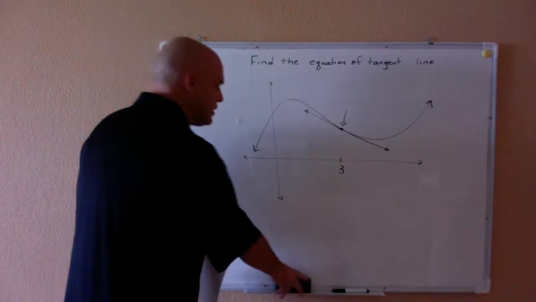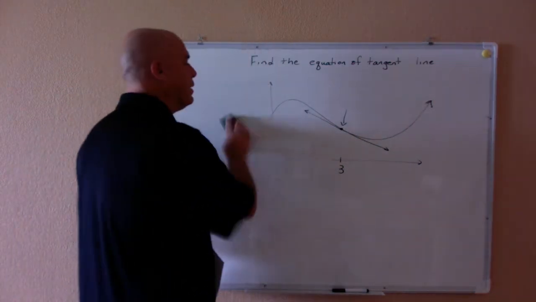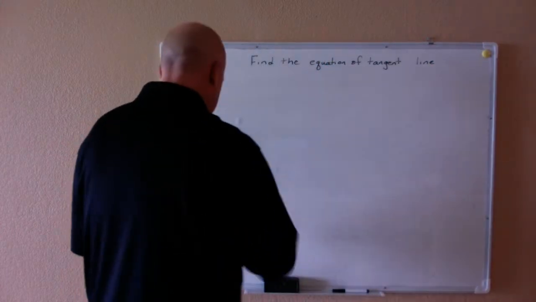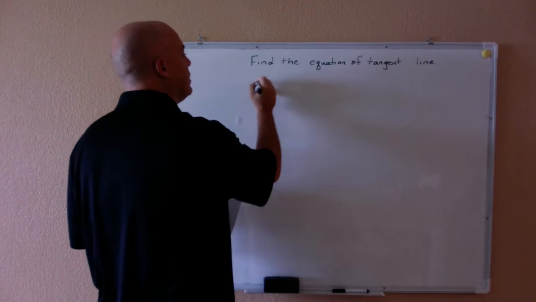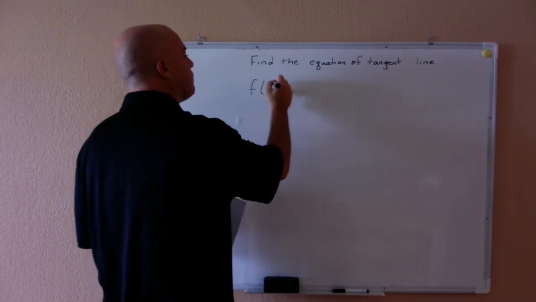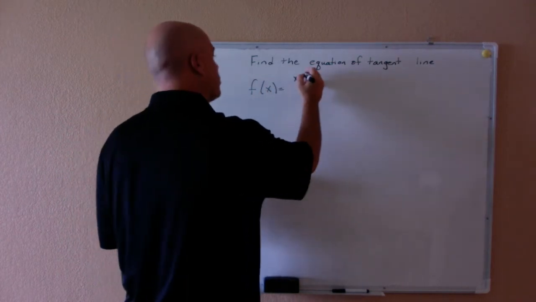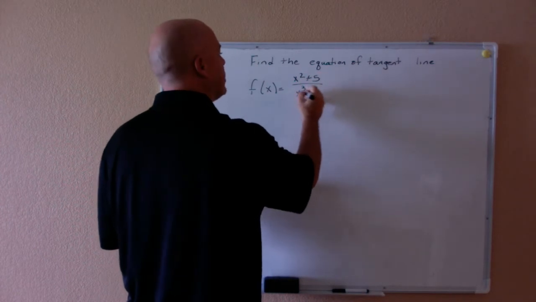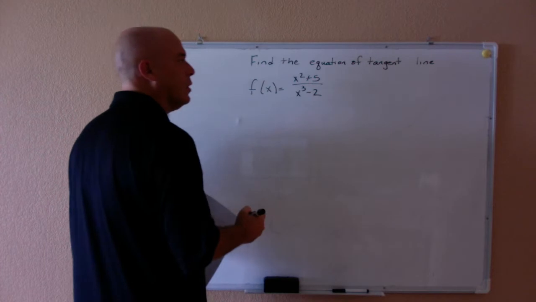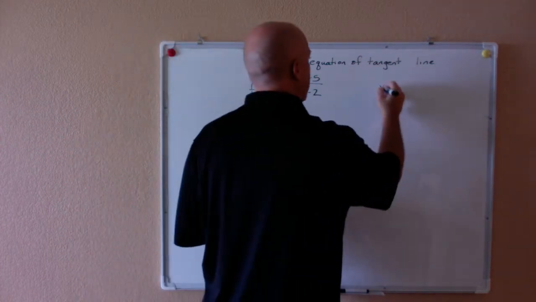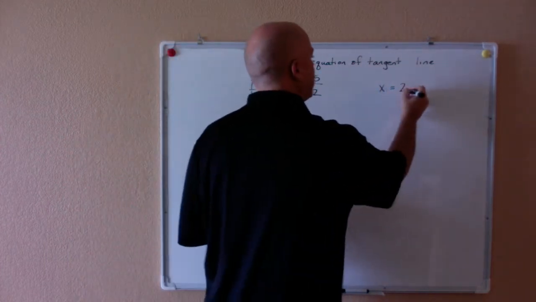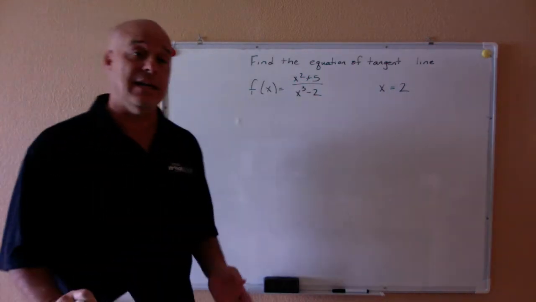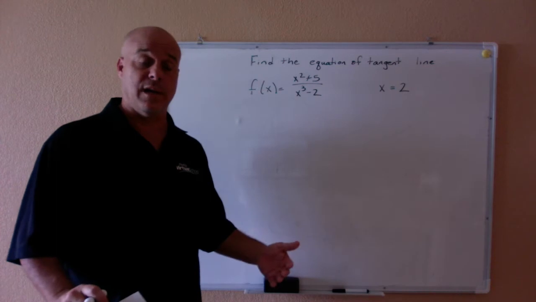Okay, so let's see if we can put this into practice with a couple of functions. The first one that I want to look at is, let's say that we have the function f of x equals x squared plus 5 divided by x cubed minus 2. And I'm going to see if I can find the equation of the tangent line at the point x equals 2. So the first thing that I need is to know what the y-coordinate is for that point of tangency.